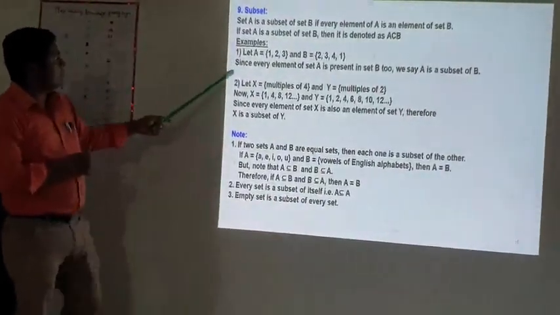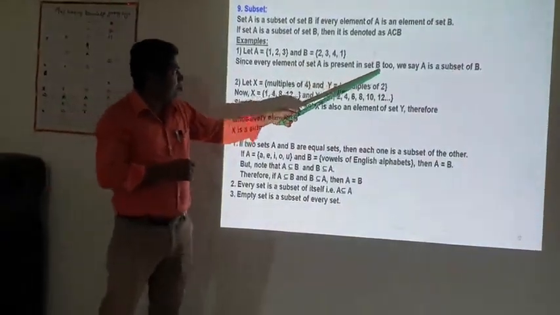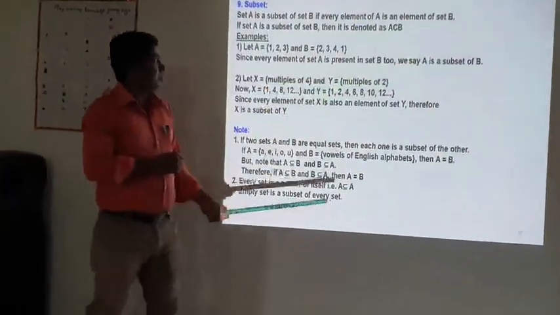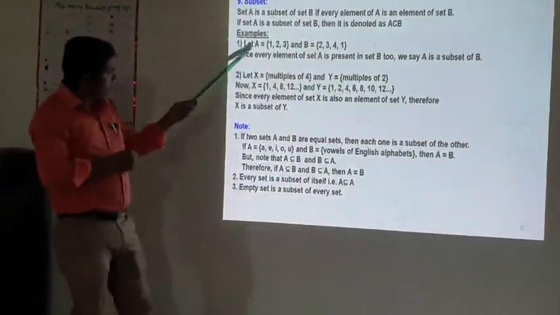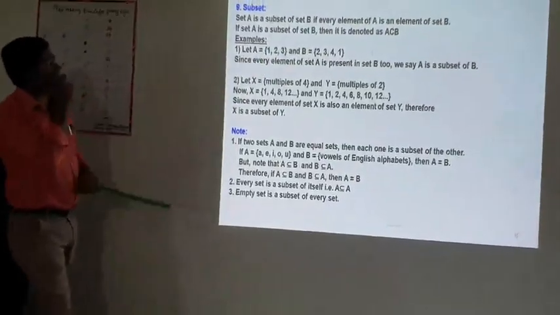See another example. Since every element of set A is also present in set B, we say A is a subset of B. See here, all elements of A are also in the set B, so A is a subset of B.